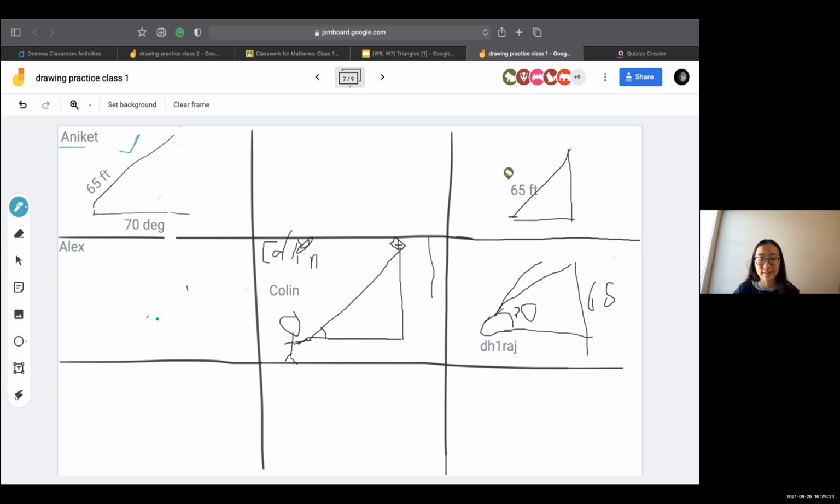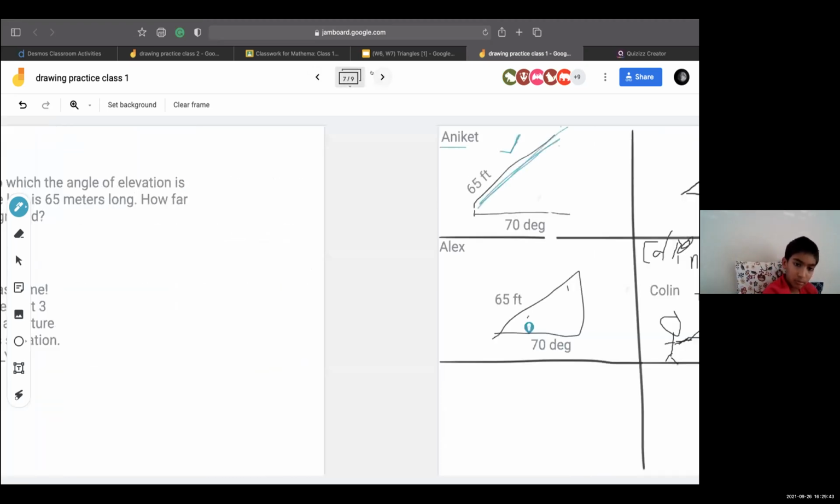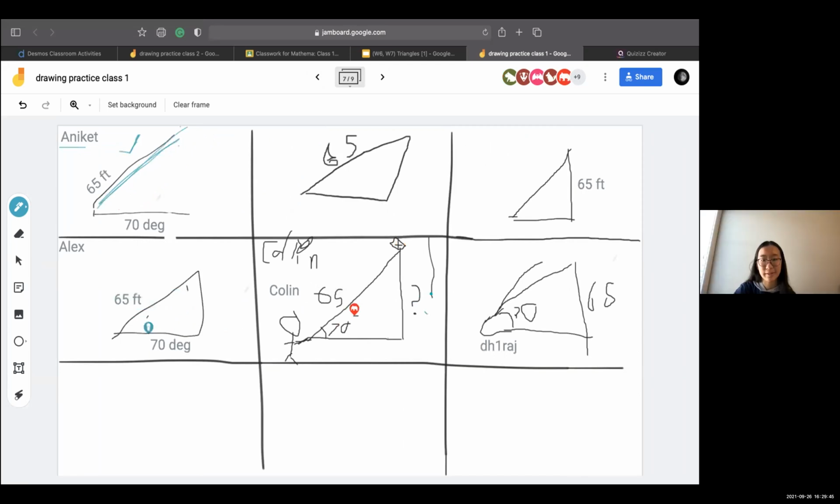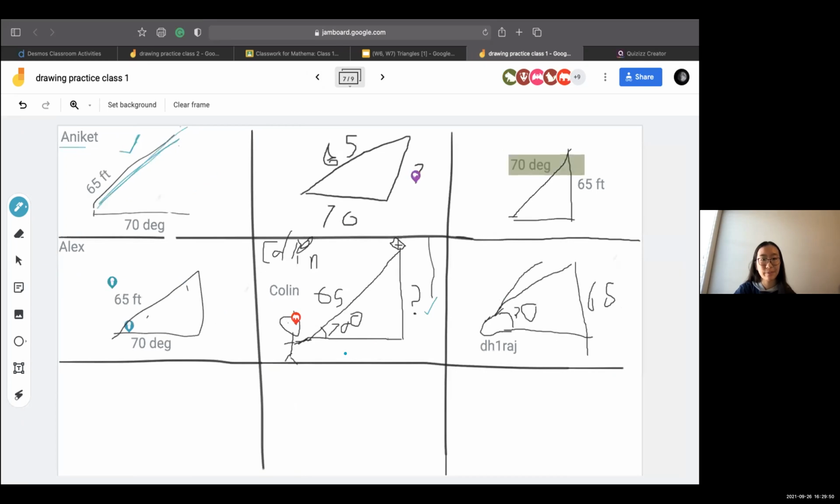And I know a lot of you are just putting the string in, but we're almost out of time for this class. So yeah, good. And then where would you put the 70 degrees? Where would you put the angle of elevation? Go ahead and draw that on your pictures, everyone. All right, good. You have a question mark representing the unknown, which is how far the kite is above the ground. And yeah, Colin, you're correct.